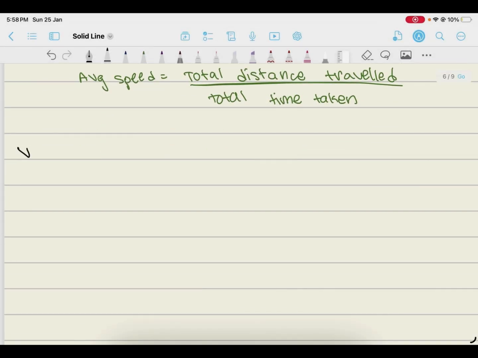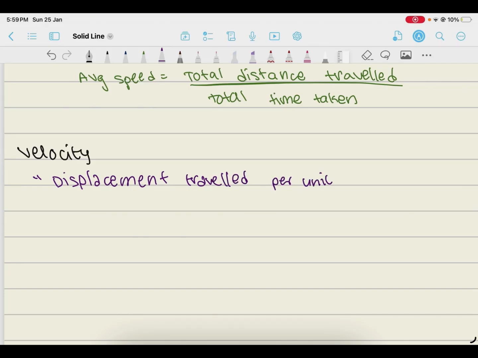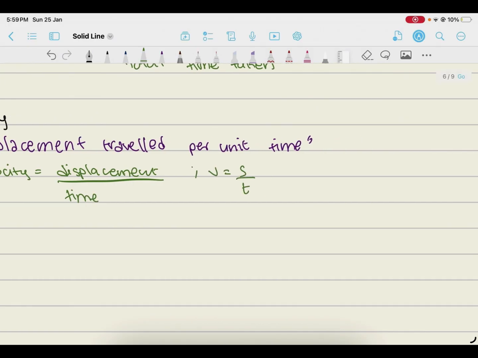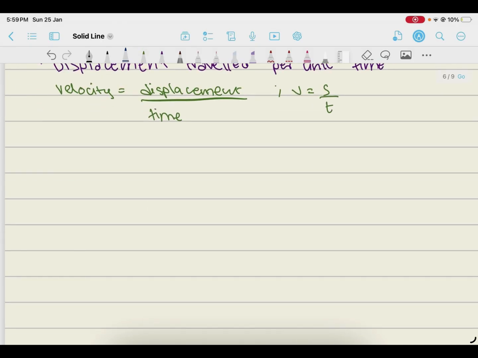Next is velocity. Velocity, we all know, is a vector quantity. Speed is a scalar quantity. Again, velocity of an object is the displacement traveled per unit time. Okay, and velocity is speed in a given direction. You also have to remember that. The formula for velocity is displacement over time, or you can say V is equal to S over T, but in this case S is displacement and V is velocity. So for velocity, its direction can be given in words or by positive or negative. Okay, for words, let me give an example.